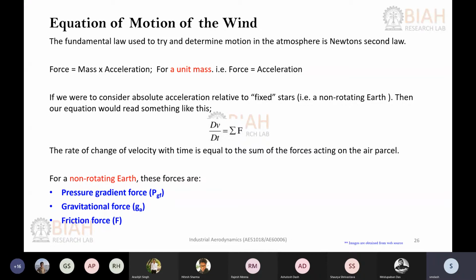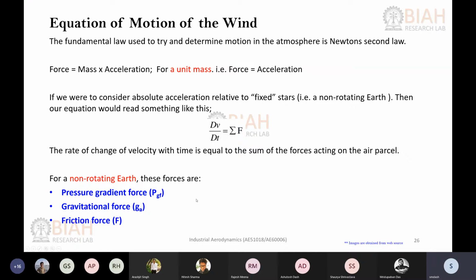What are the forces possibly experienced by the air particle? One is the pressure gradient force, the other is your gravitational force, or in some form your buoyancy force, and the third is your frictional force. These three are the major forces that an air molecule or particle will experience. Is there any other force, do you think? These three are the major force components in a non-rotating frame of reference or non-rotating Earth.